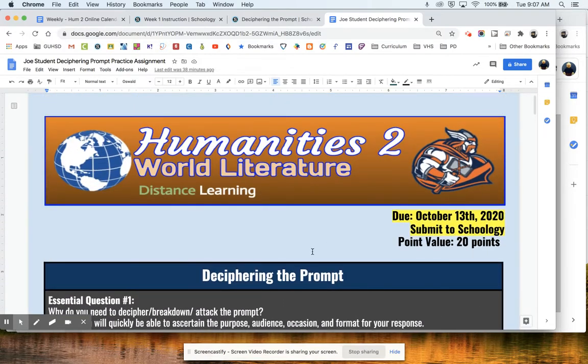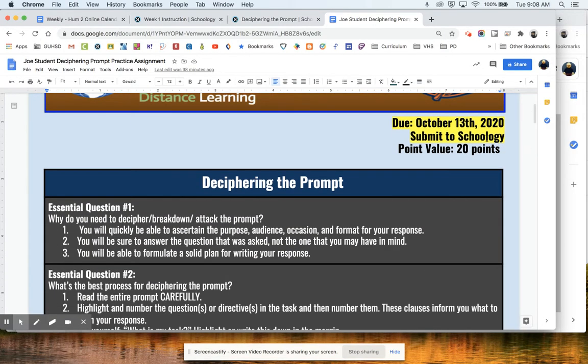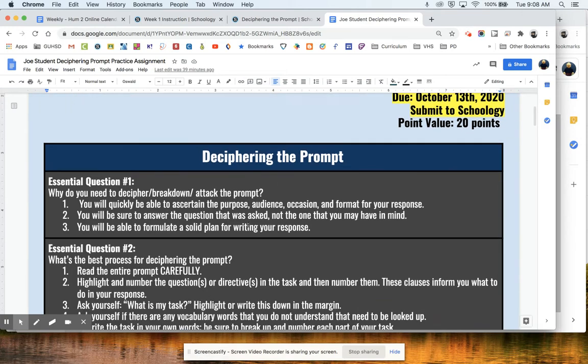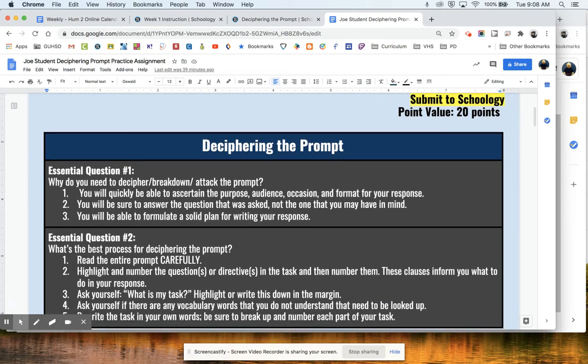Deciphering the Prompt looks like this. If you have a copy that for some reason has an outdated due date, it should say October 13th and submit to Schoology. So if it says anything but Schoology, just know that you probably got an older version of the document, depending on when you clicked on your link.